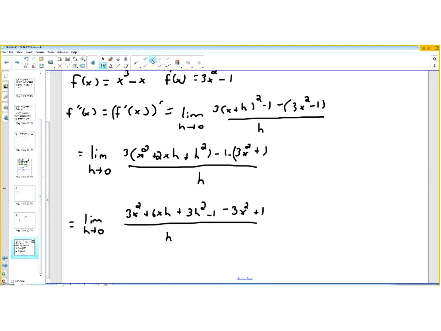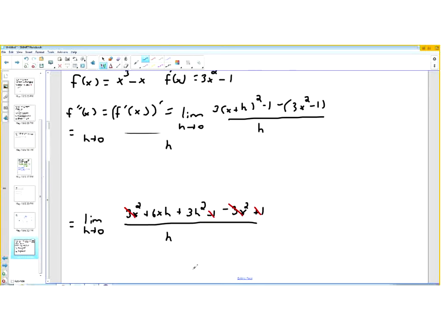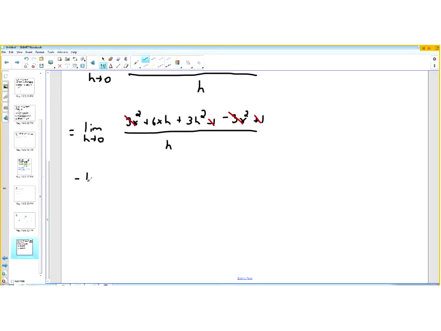Okay, and so we have some cancellations, I believe. The ones will cancel. And then we can do the division. Oh, and the 3x squares, of course, will cancel. And so we're left with the limit as h approaches 0 of, I'll do the division, 6x plus 3h, and so that's a polynomial in h, and so that's just equal to 6x.